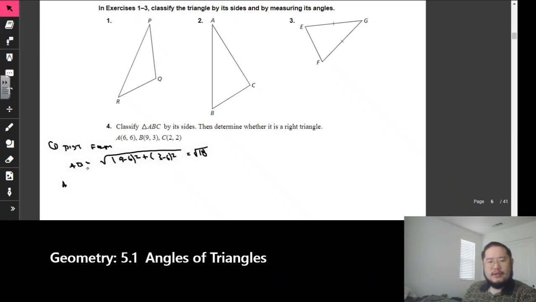You don't really need to simplify it any further using your calculator, although if you want, you're more than welcome to. So next up, let's find side AC then.